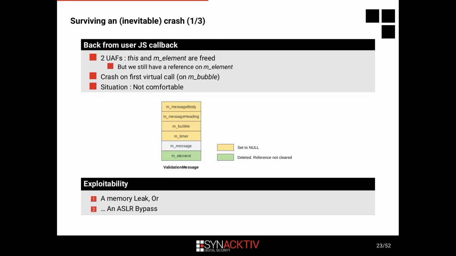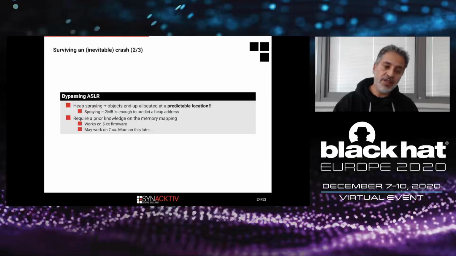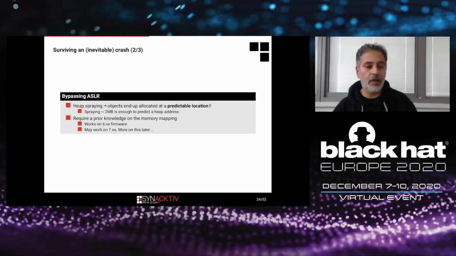The situation is that we crash on the first virtual call on mBubble when getting back to buildBubbleTree code. And this situation is not really good. So to exploit this vulnerability, we need either a memory leak or find a way to bypass ASLR. And it turns out that we can bypass ASLR by just heap spraying some object. If we spray a couple of objects, they end up allocated at some predictable location. And here in our tests, spraying 2 MB is enough to predict some heap address.